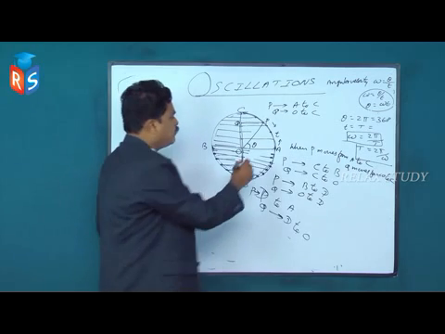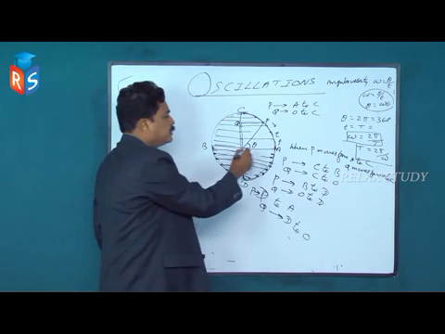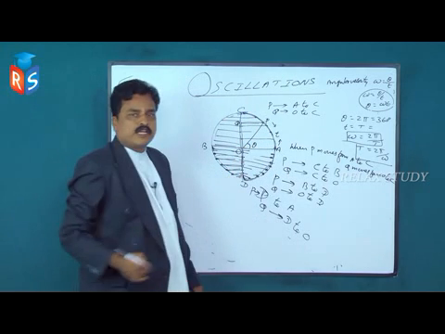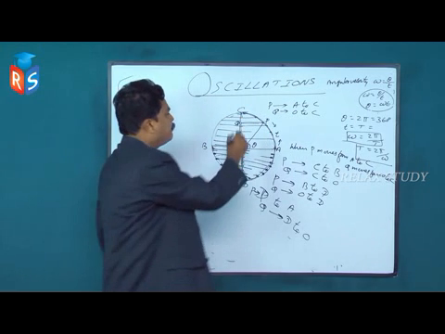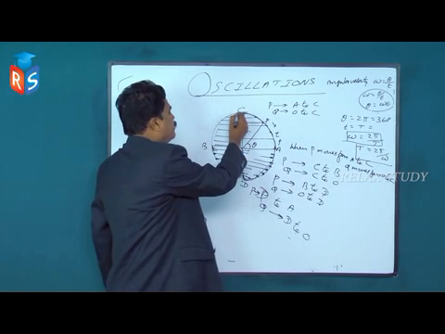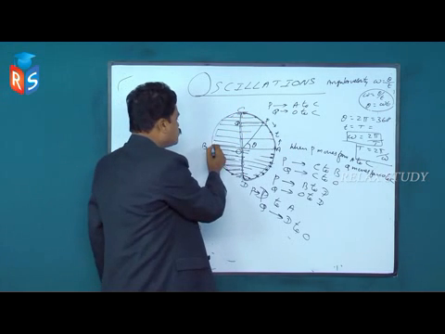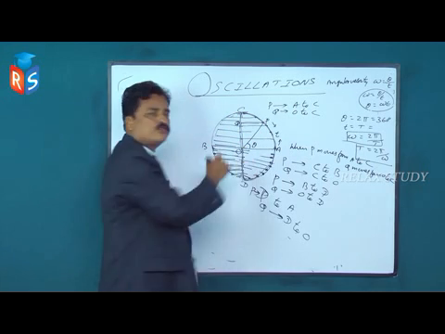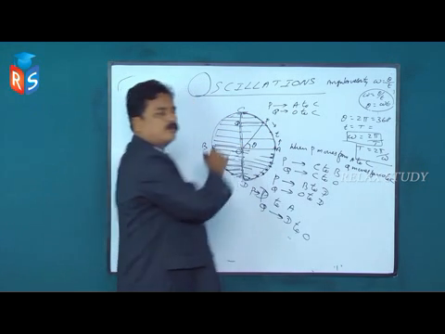Once more I repeat. When the particle moves from A to C, the foot of the perpendicular moves from O to C. When P moves from C to B, Q moves from C to O. When the particle moves from B to D, Q moves from O to D. When the particle moves from D to A, Q moves from D to O.